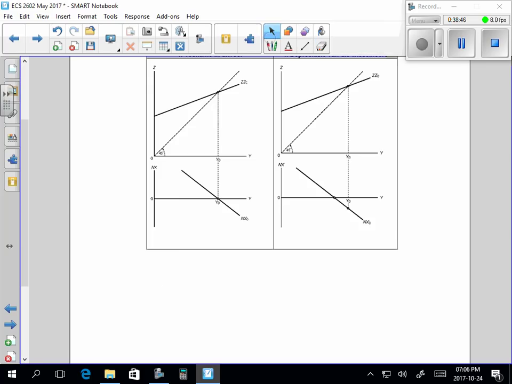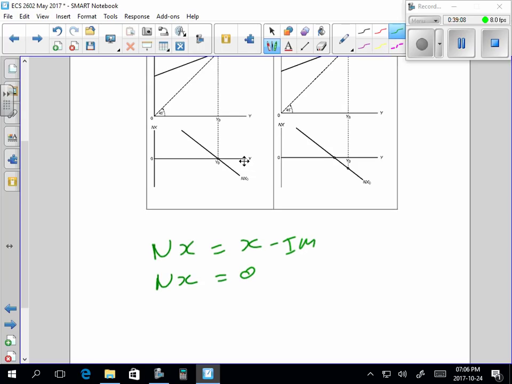Net exports is exports minus imports. Net exports, exports minus imports. Now, when your net exports value equals 0, that would obviously be where your exports are equal to your imports. You are dealing with what we call a trade balance. And we can see that in this case, where our net exports curve is at Y0, at 0, trade balance.